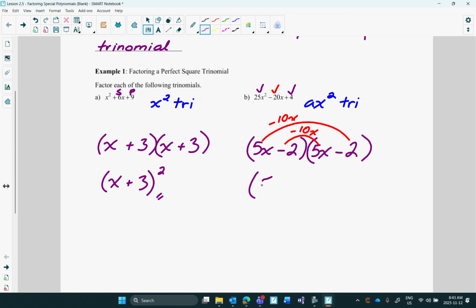And then, of course, because they're identical, we write it as one of them squared. Okay? Again, that's not a new type of factoring. It's just a certain way we have to write our answer.